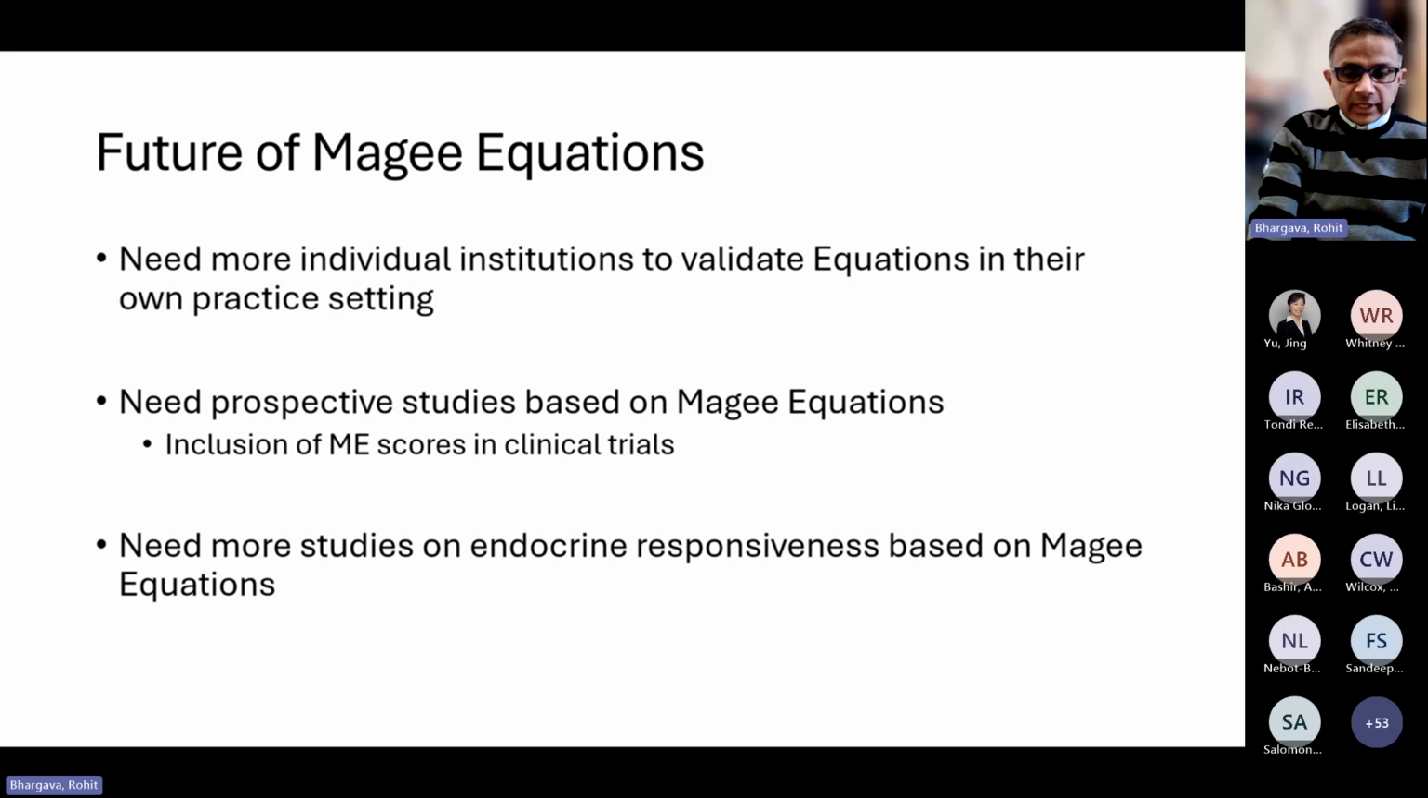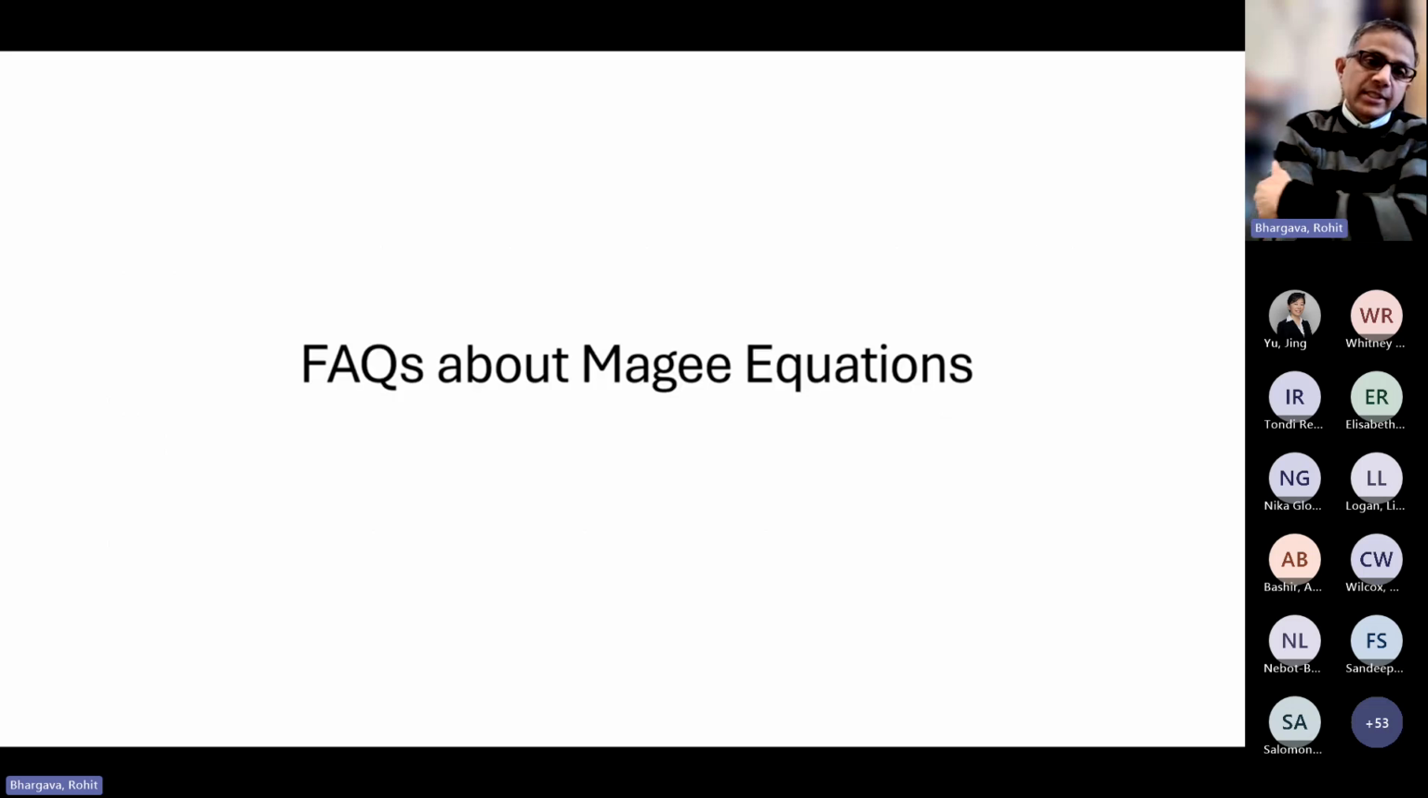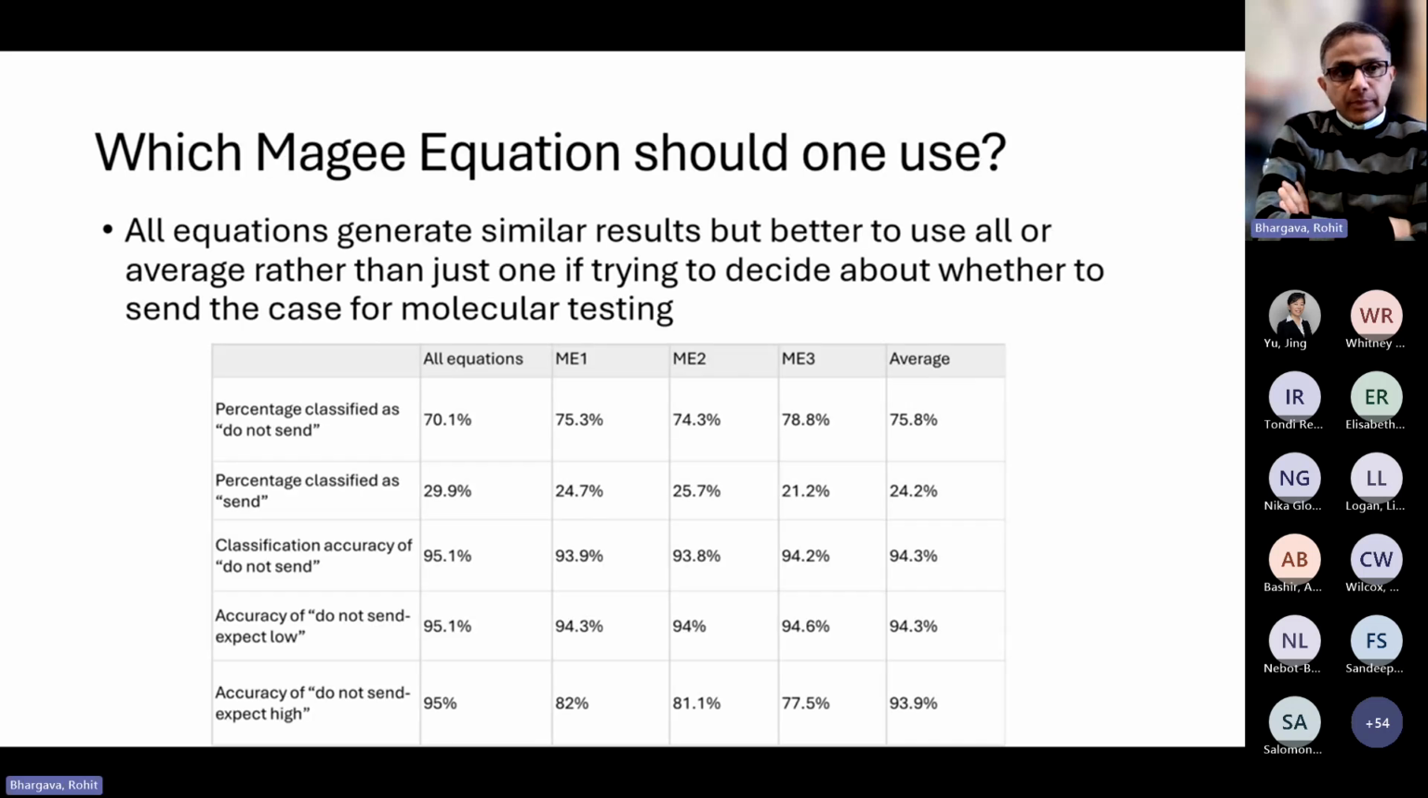I have presented this data at several places, and there are certain questions that come up all the time. So I thought I will include a section of frequently asked questions about Magee equations and try to answer them upfront. One question that always comes up is, which Magee equation should one use? As I have shown, all equations generate similar results, but it's better to use all or average rather than just one if you're trying to decide whether to send the case for molecular testing.